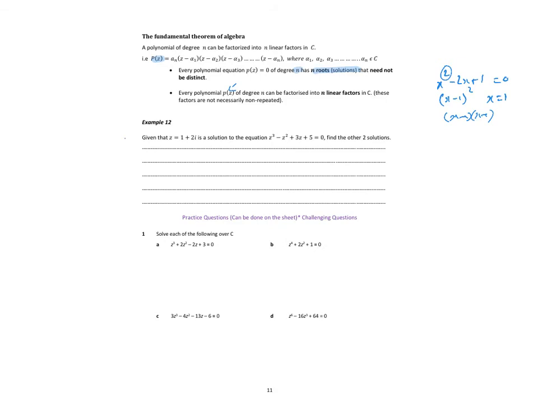Okay, so this is where we make use of our conjugate root theorem. We're told that if z is equal to 1 plus 2i is a solution, find the other solutions to that equation. So the first thing we notice is that this equation has all real coefficients. So if 1 plus 2i is a solution, 1 minus 2i is also a solution. Okay, so what does that mean?